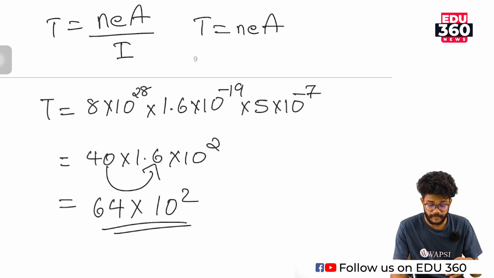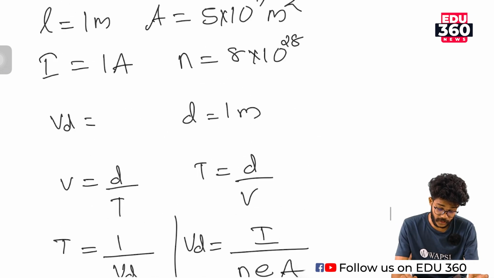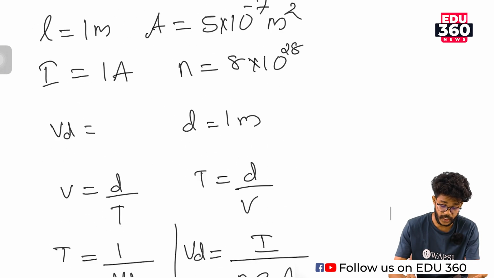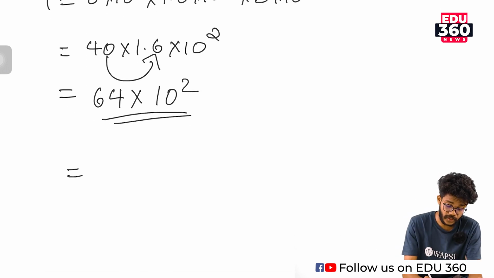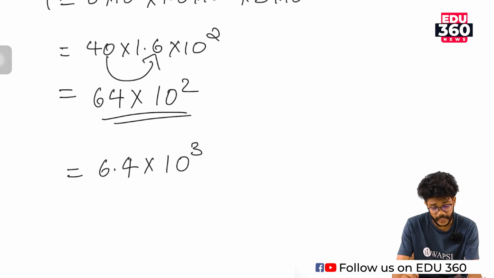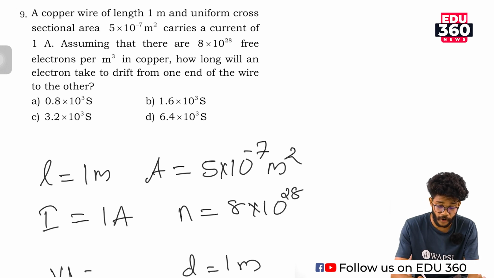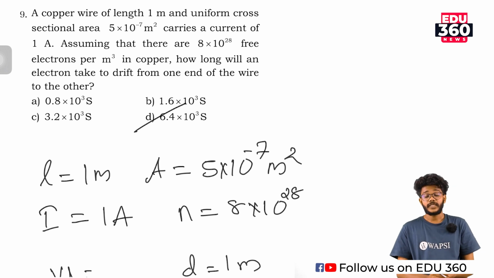Okay, now we can compare our answer, 64 into 10 raised to 2, with our options. No option has 10 raised to 2. All options have 10 raised to 3. So we need to change our answer to 10 raised to 3. That will be equal to 6.4 into 10 raised to 3. Now we can compare our answer. 6.4 into 10 raised to 3 is option D. Option D has 6.4 into 10 raised to 3 seconds.